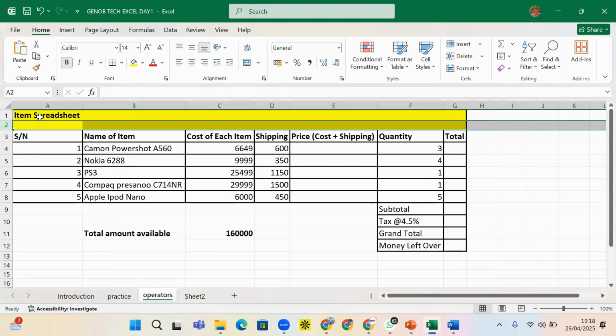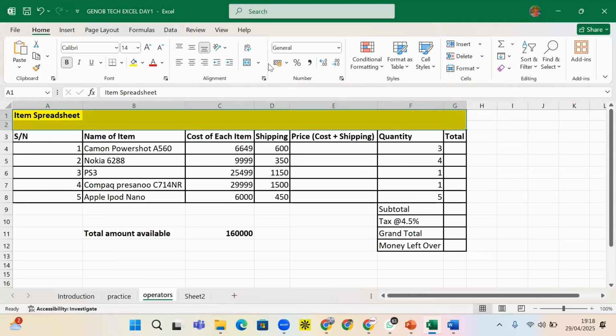So I have this now. With this, I can just merge this and I have what I want. The last time I selected merge and center, so there's no need for me to use the drop down again. I can just click here.